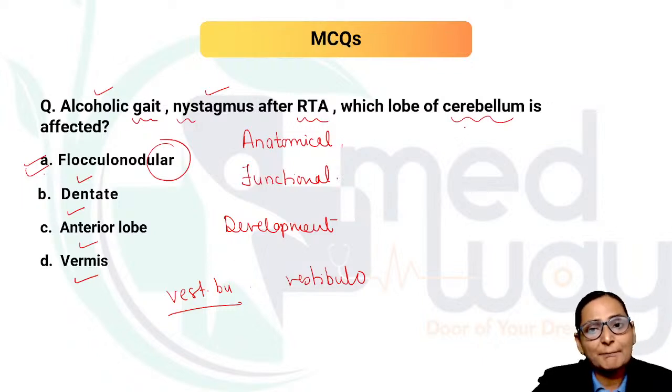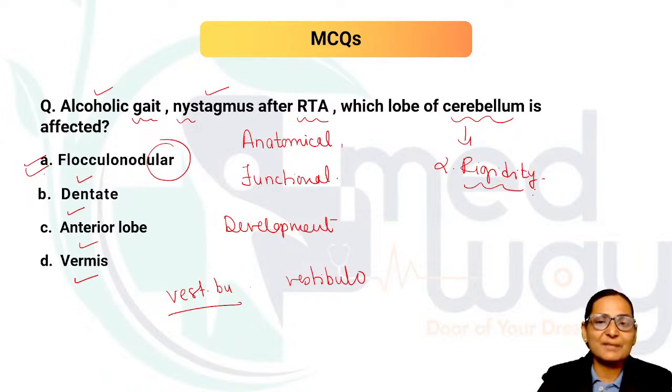Right? If you remove the cerebellum, or if there is a cerebellar lesion, there will be alpha rigidity. So if there is a cerebellar lesion, there will be alpha rigidity. So the flocculonodular lobe is associated with your balance and equilibrium, and therefore that kind of symptoms will be there with the flocculonodular lobe.